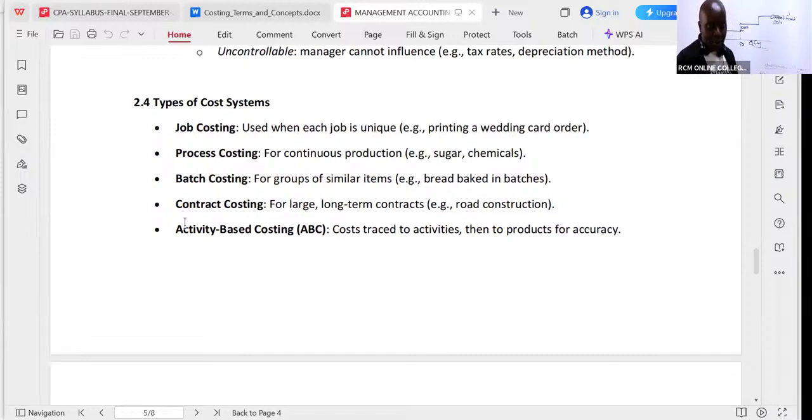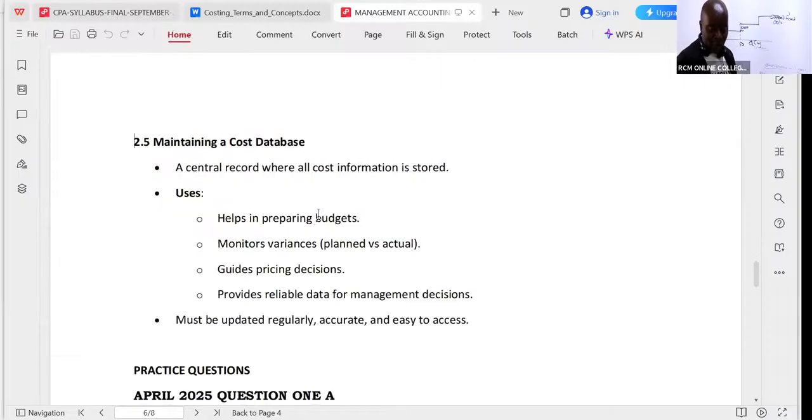Then we have what we call activity-based costing, where we first trace cost to the activities. Which activities do we need to produce this product? We have to do activity number one, set up machine. So first of all, trace the cost to the activities, and then assign those costs from the activities to the products. So we do cost tracing to activities, then to products, for accuracy. There is a whole topic on activity-based costing, which I'll be doing, so this should not scare you at all.